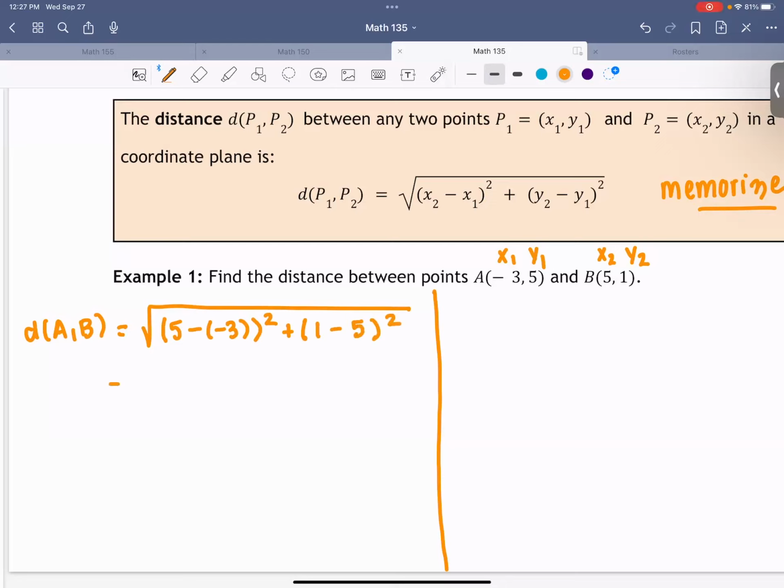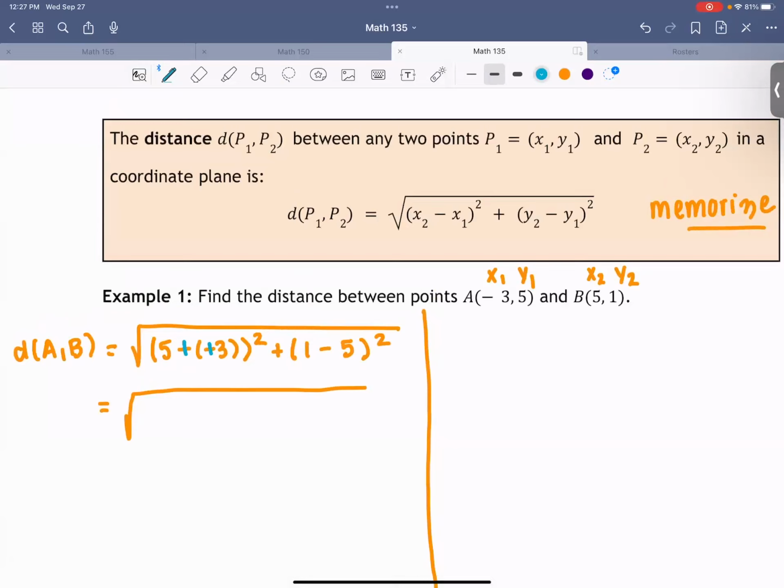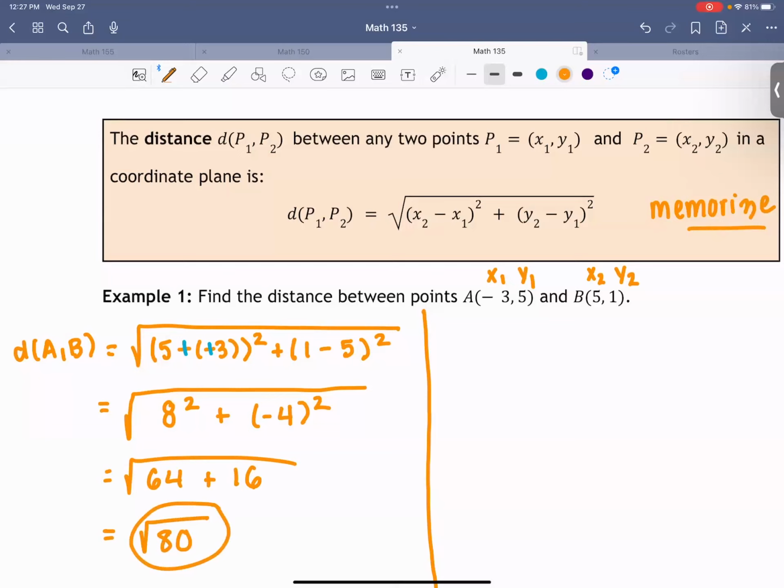Okay. To simplify this a little bit better, we could do 5 minus -3. The minuses will cancel out, so this becomes 5 plus 3, right? So this becomes 8 squared plus -4 squared. All right. 8 squared is 64. 4 squared is 16. So when I add these together, I get the square root of 80. And that is the distance between the 2 points. Oh, you can simplify it. If you leave it as the square root of 80, it should be fine.